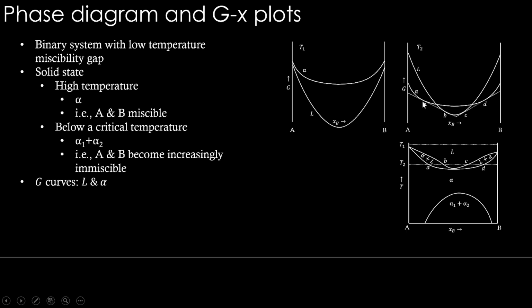And before this A, at any point if you draw a tangent, it will be below all the G curves. Therefore, the alpha phase will be stable below the A point, and beyond this D point, it will be only this alpha curve. Therefore, you see before A, it is all alpha, and beyond D, it is all alpha. Okay, this is how the Gibbs energy versus composition plot translates to the phase diagram.